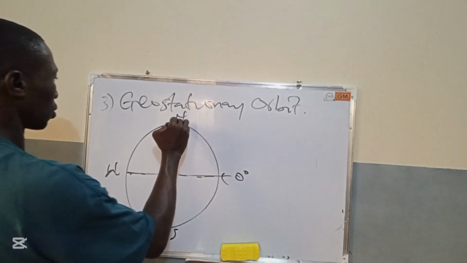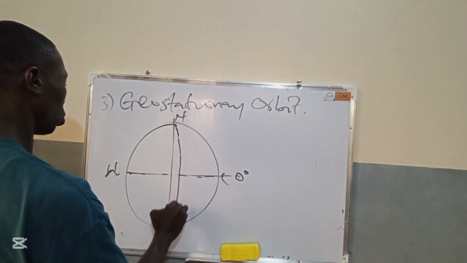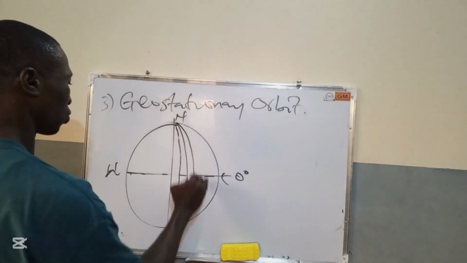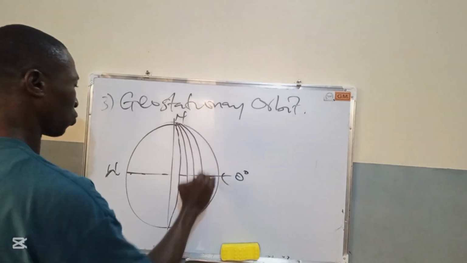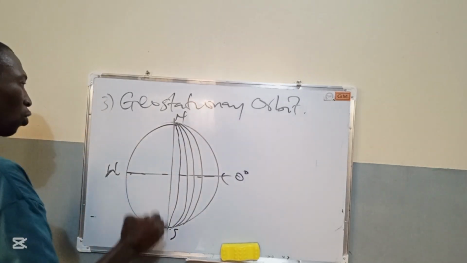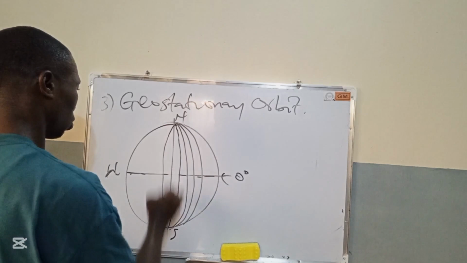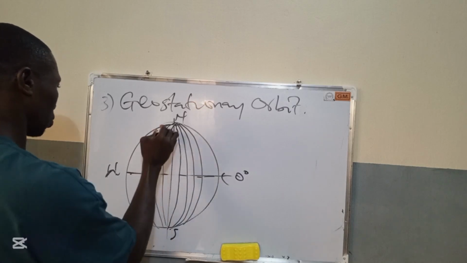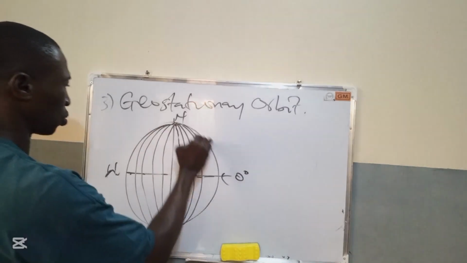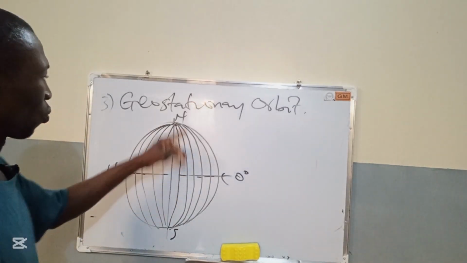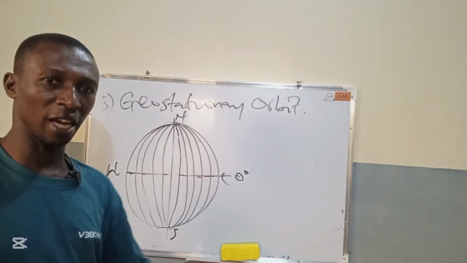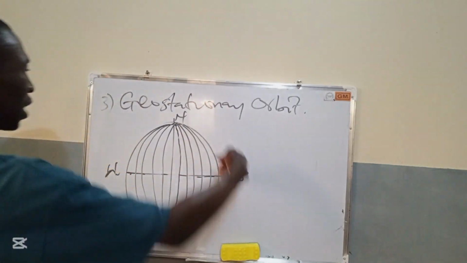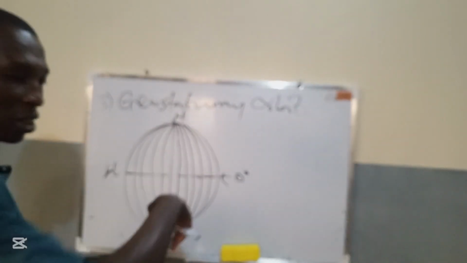Now, look at this. There are lines of longitude. Now, for satellites on these orbits, there are lines of longitude. Since the earth is three-dimensional, spherical in nature, it means there are lines of longitude round about it.